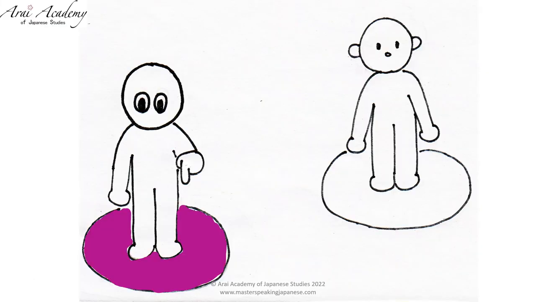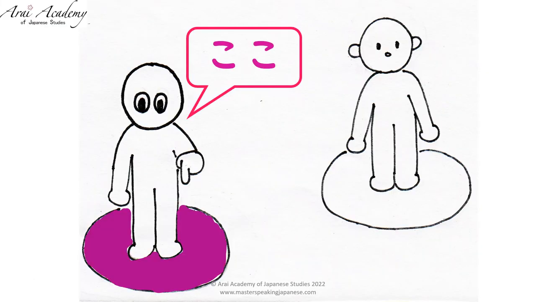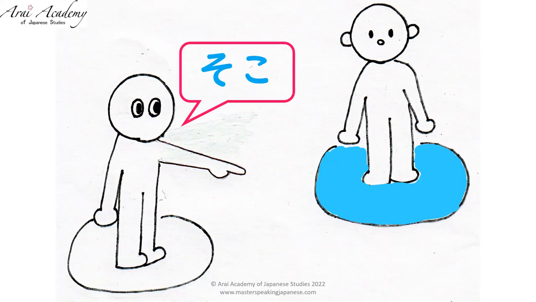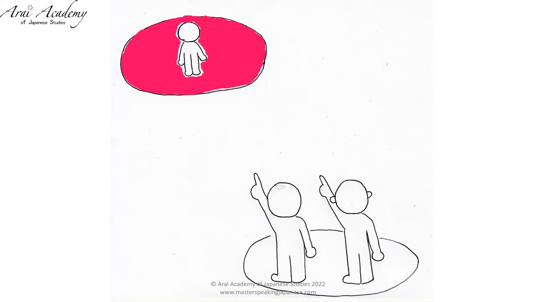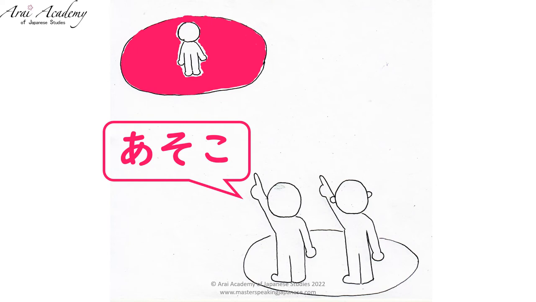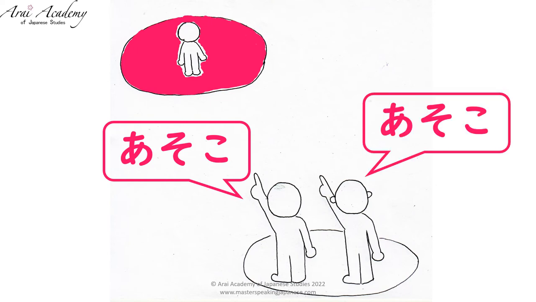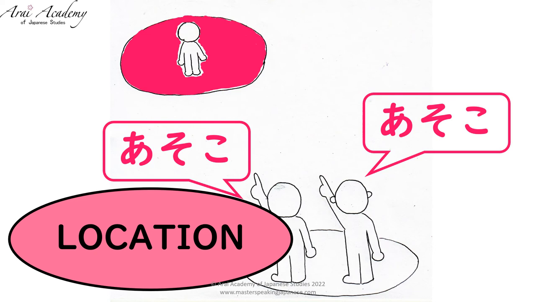Now let's look at this. ここ. Repeat after me. ここ、そこ、and あそこ. So, ここ、そこ、and あそこ are used for location.